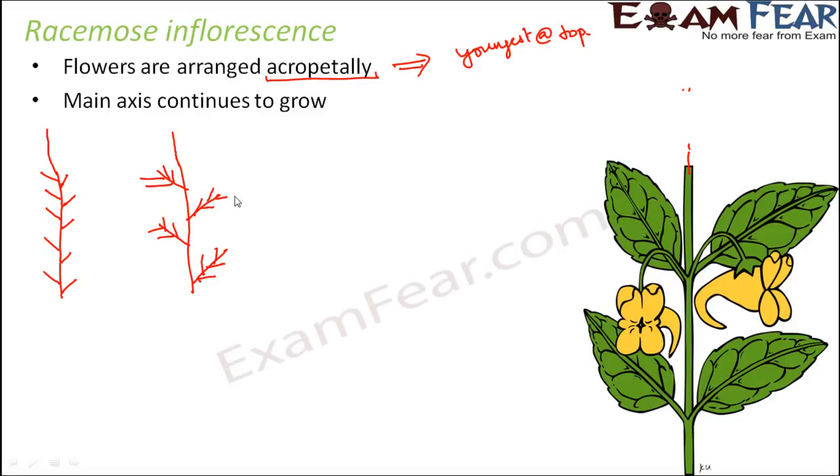Again, there could be another formation where the main axis is not very long, the main axis is small, but the flowers which are formed are somewhat like this. These axes are very long. So the flowers actually are no longer than the main axis. In this case, the main axis is short. So these are some of the examples of racemose inflorescence. This is how racemose inflorescence looks.